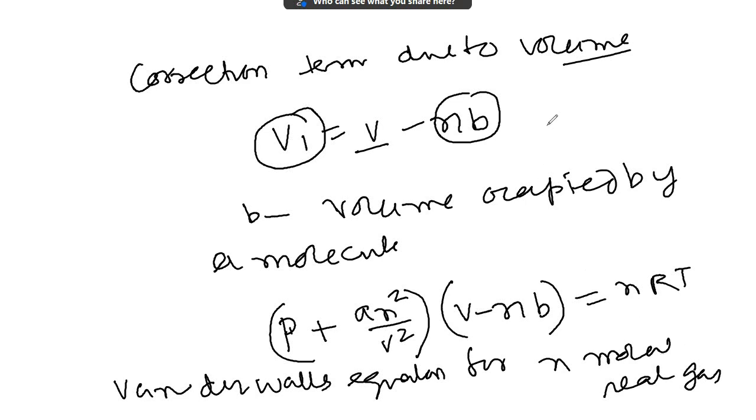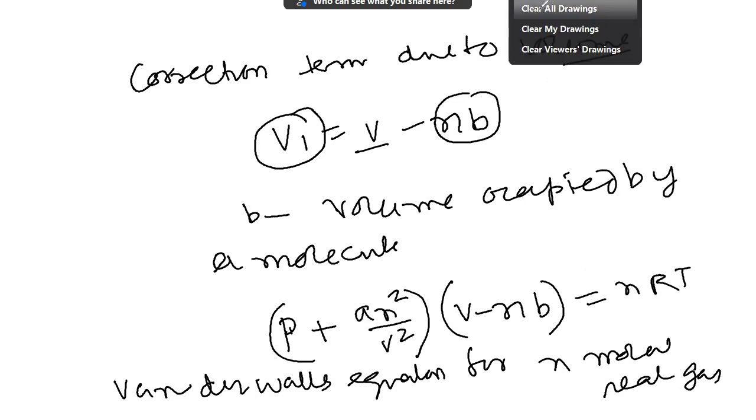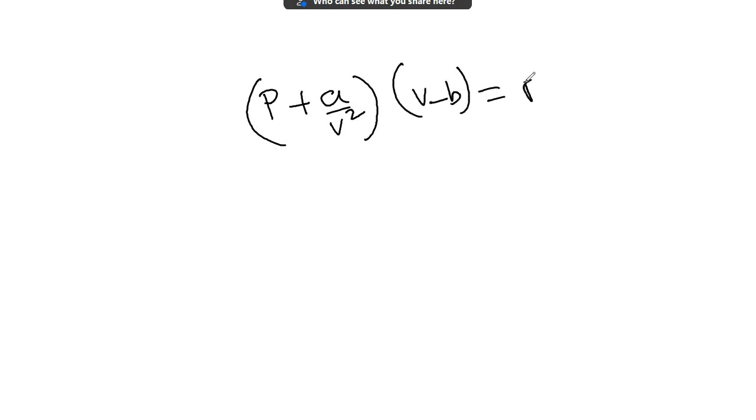For 1 mole of real gas, the Van der Waals equation will be P plus A by V square, into V minus B, equal to RT. After that, A and B are taken as constants. The constant A arises due to the attractive force between the molecules, and B is due to the volume occupied by the molecules themselves. Now I should discuss the units of A and B.